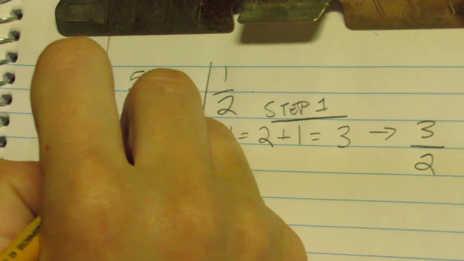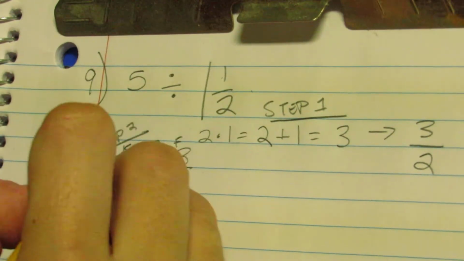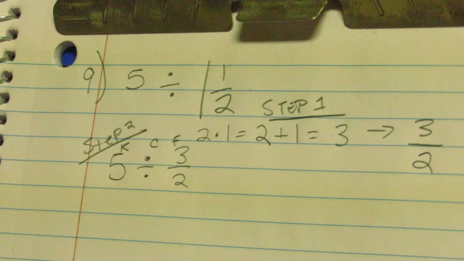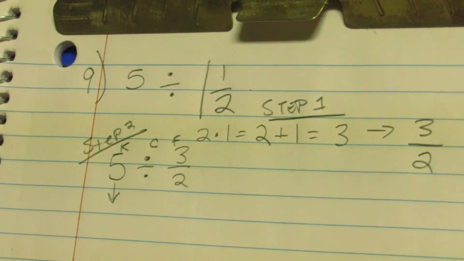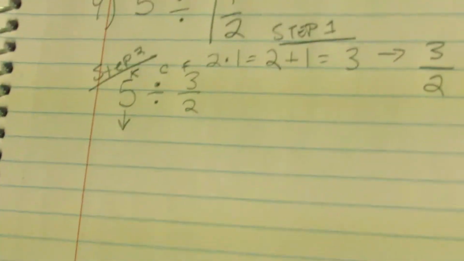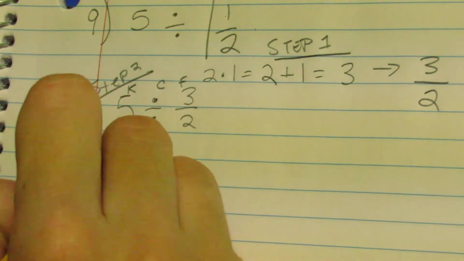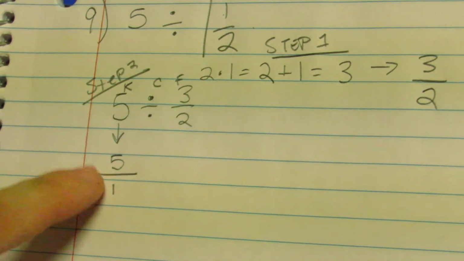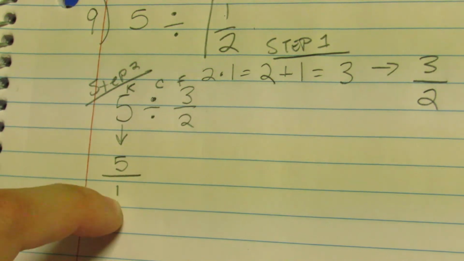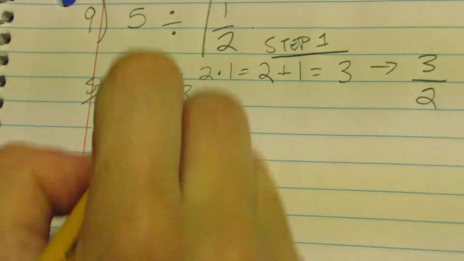So step 3 is I'm going to do keep, change, flip. So I want to keep my 5. So remember, 5 is also what? How is that written as a fraction? So remember, if it's a whole number, all you have to do is put that whole number over 1, right? Because the way we read this is 5 divided by 1. 5 divided by 1 is just 5, right? So perfect. I got that taken care of.